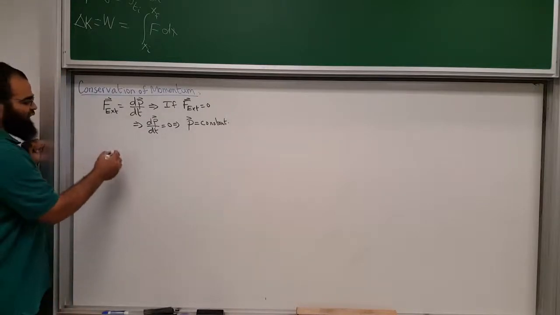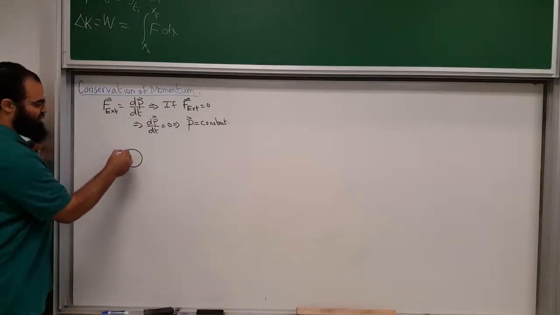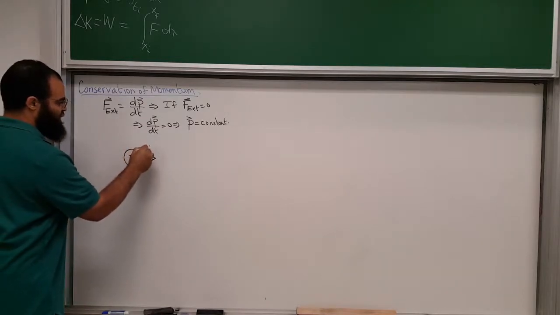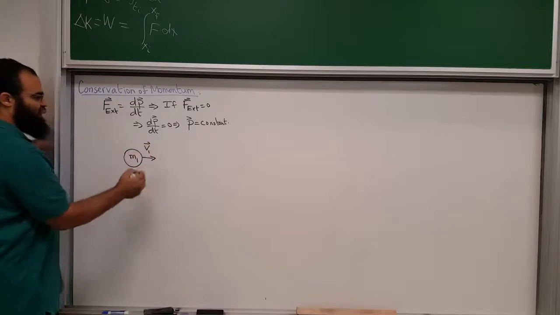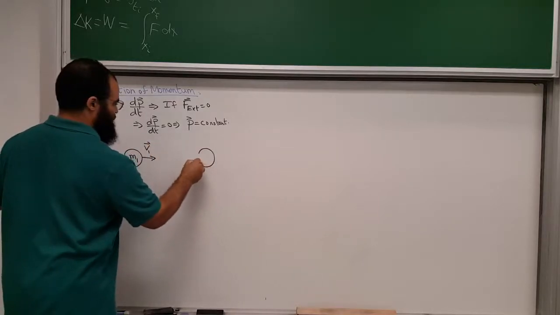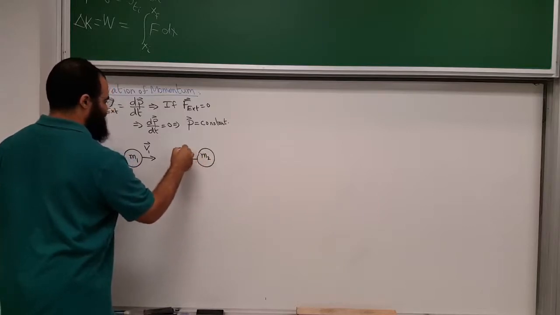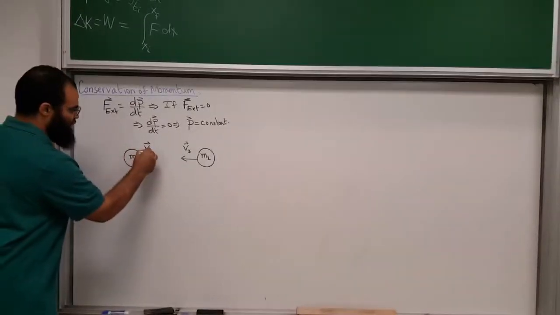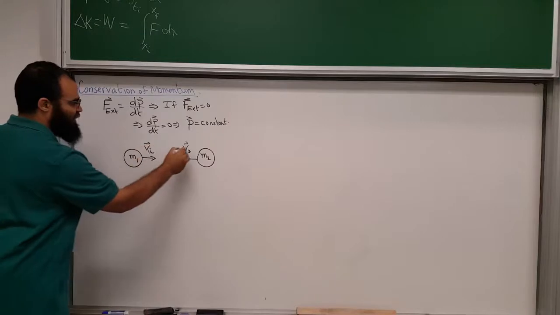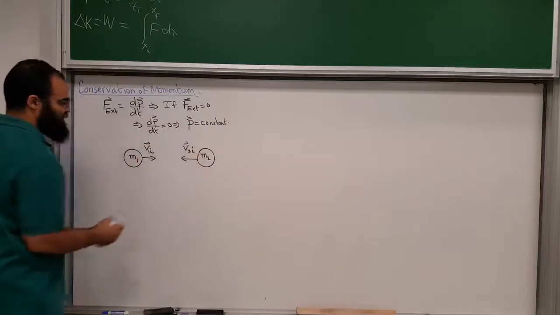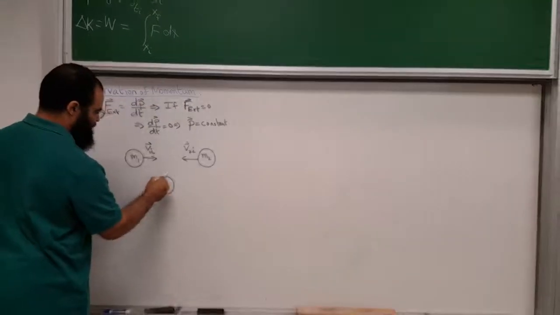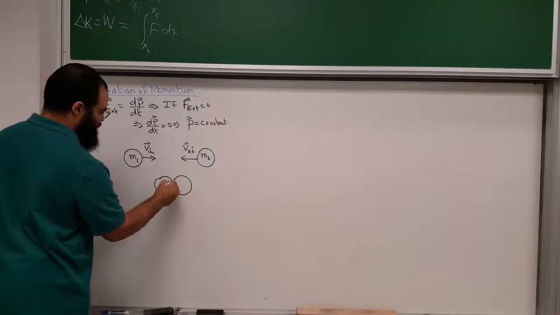Now, how about if I have two objects? Let's say here is object 1, M1, and it will be moving at velocity V1. And then here is M2, and it's moving with velocity V2. Let me call it V1 initial, because they're going to collide. And this is V2 initial. They're going to come together and collide.